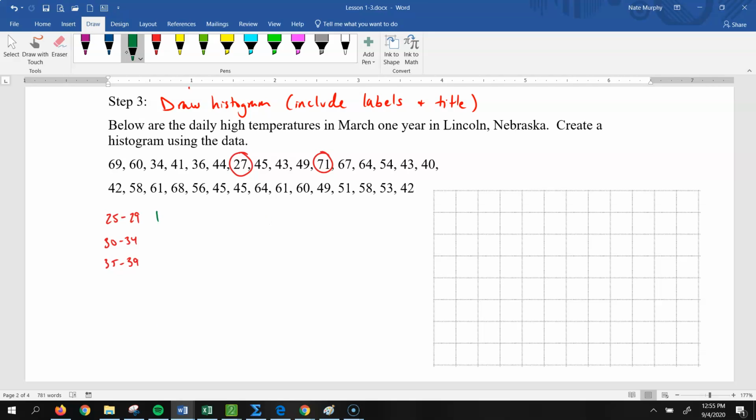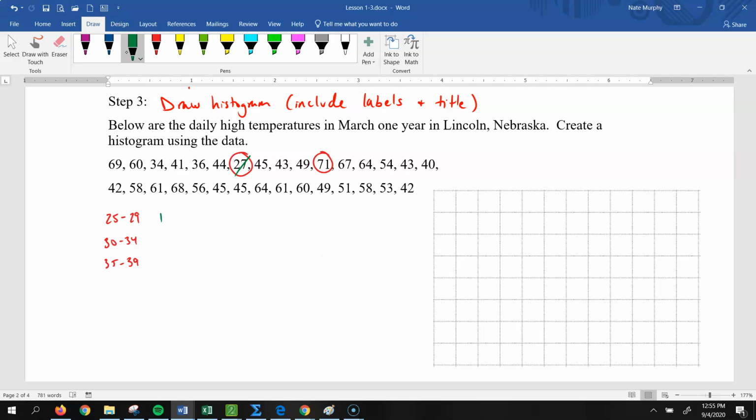Personally, I find that's the best way so you don't miss any numbers. Otherwise, what some people do is they'll just count up all the ones and cross them out too as they go along. I would highly recommend crossing them out as you go along. So if you wanted to count all the 25 to 29 numbers, well, I see that 27. I don't see any of the other ones, so I would just say there's just one there.